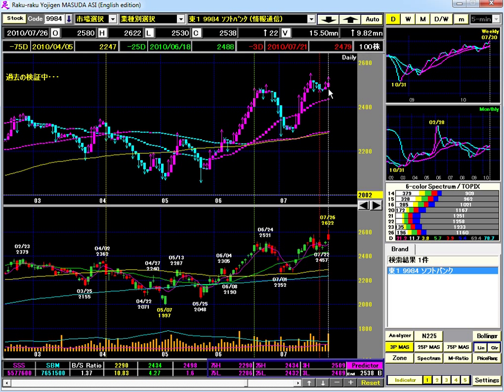Well, one of the other key features of the MASUDA ASI chart system is being able to see the daily, the weekly, and the monthly charts all on one screen, having all of the visual information available to you with a few clicks, so that you can identify trends, turning points, share price energy, and so on at a glance.